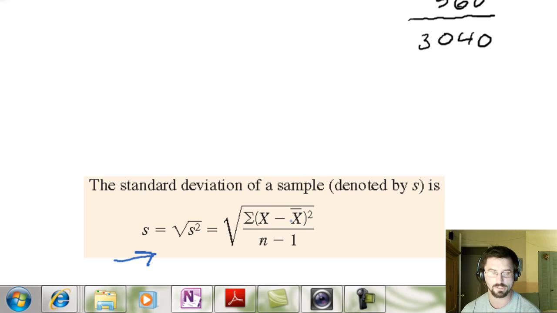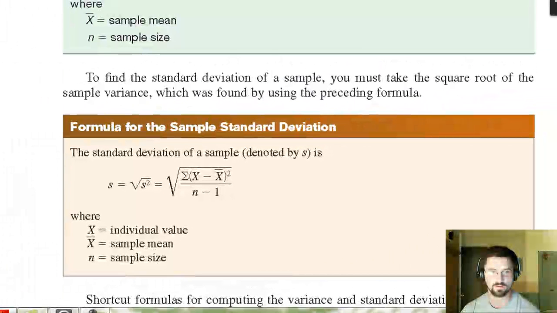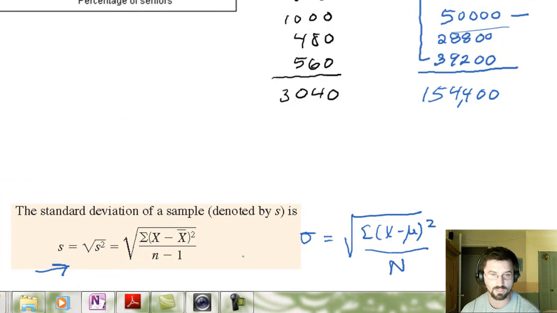This is on page, what page is it on? 136? I don't know. Let's look. It's on page 136. Okay. And what was it? It was the sum of the differences squared divided by n minus 1. For population standard deviation, it's the sum of the differences squared divided by big N, which is the population. The major difference besides these being Greek letters is that for sample standard deviation, it's n minus 1.